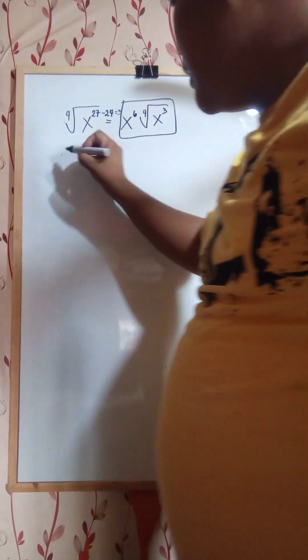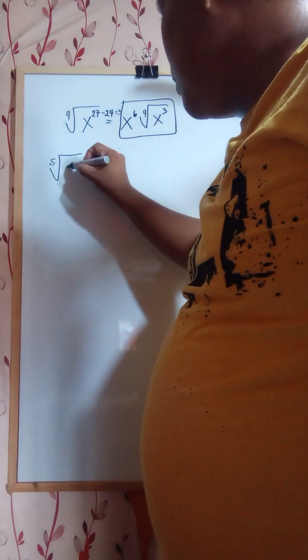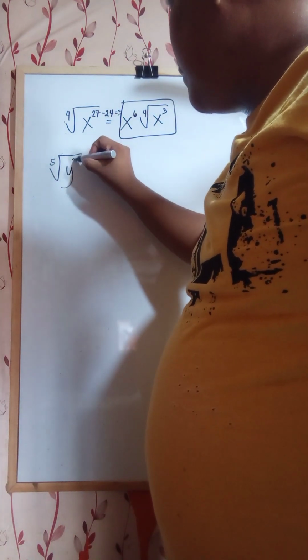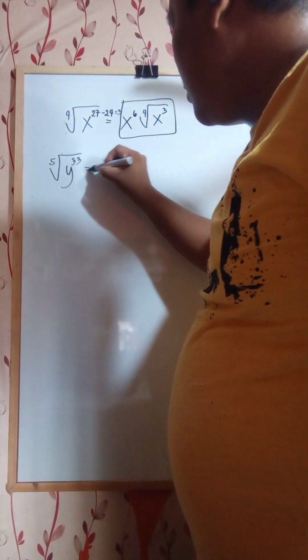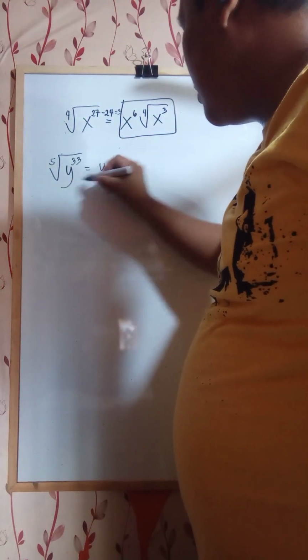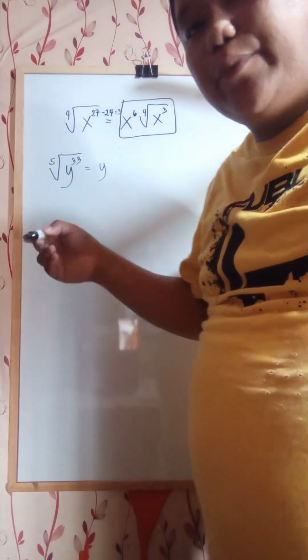Another one: the fifth root of y to the power of 33. First copy the y, then divide 33 by 5. The closest number is 6.